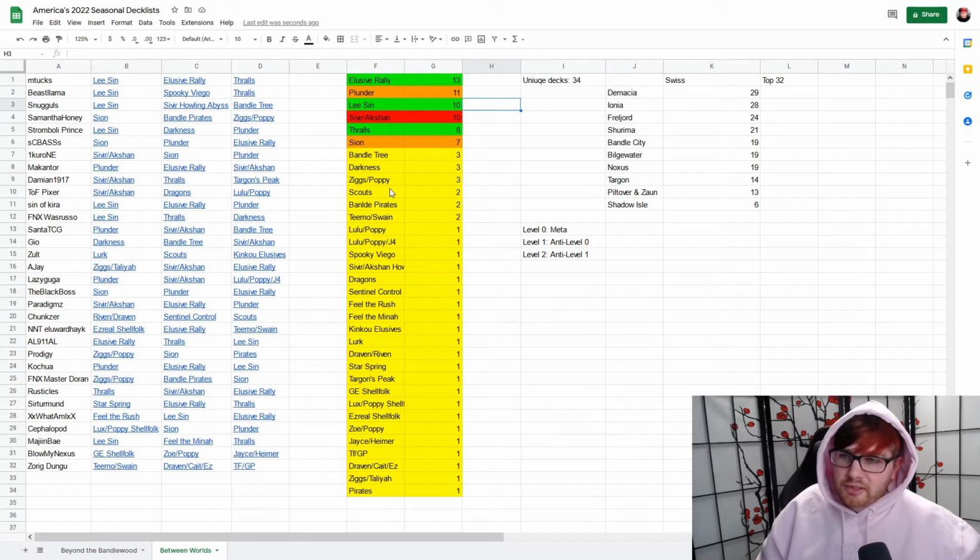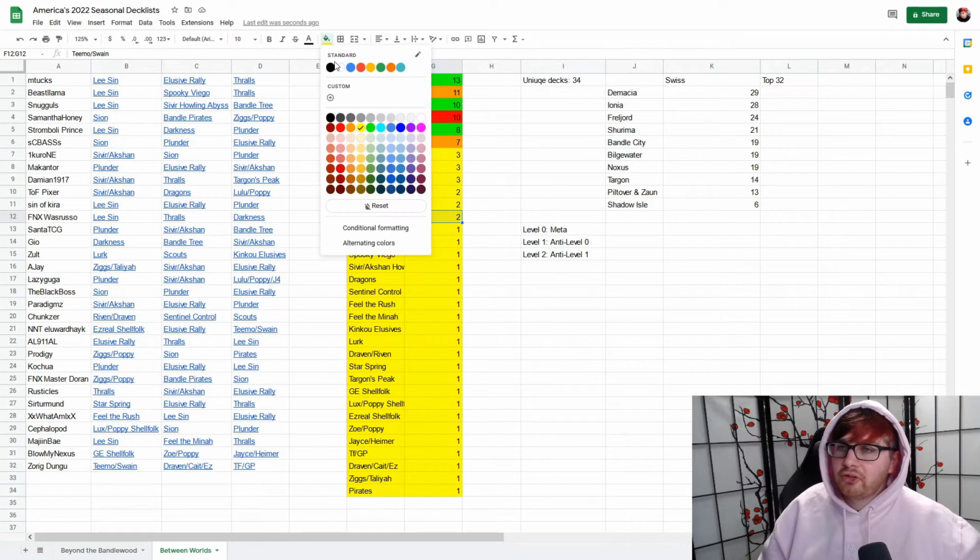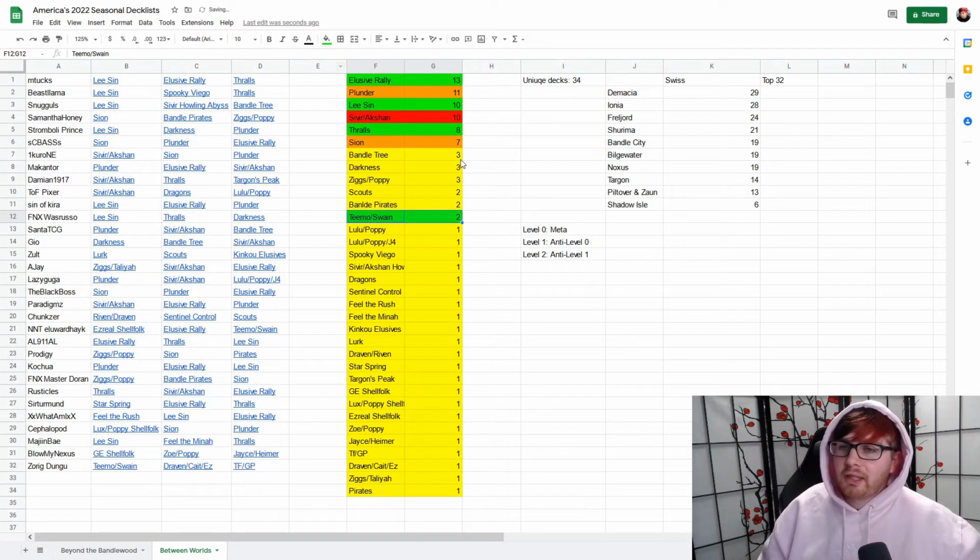Ziggs Poppy will probably stay the same or go down. It's so hard to predict on these things. Out of the lower bracket, by which I mean things that are not the top six, but also not one-ofs, I think Teemo Swain should go up. I was really impressed by this deck's matchup charts and even just its play in general throughout the Swiss portion. I would like to see more players swap onto this one, especially if Elusive Rally is something that's going to be popping up a little bit more.